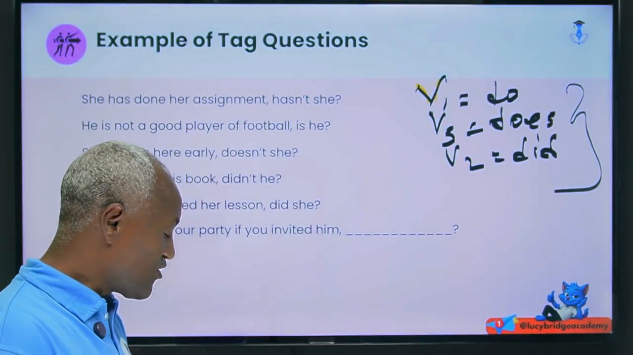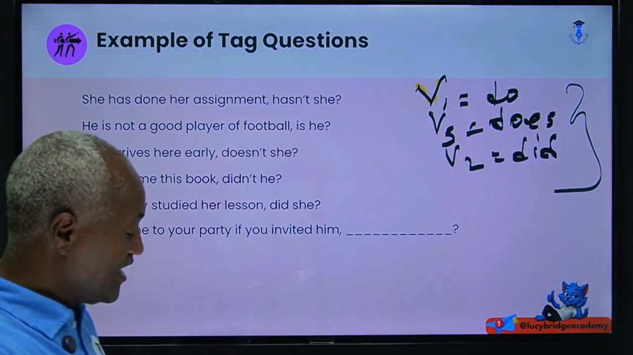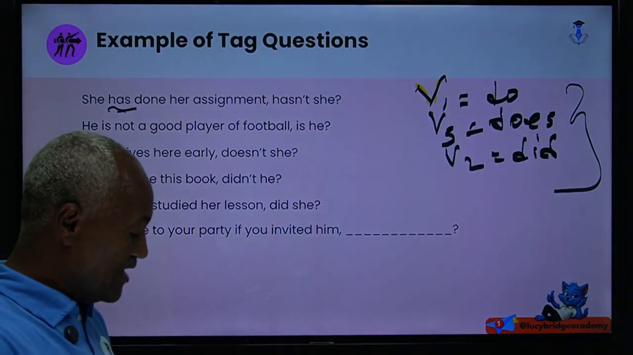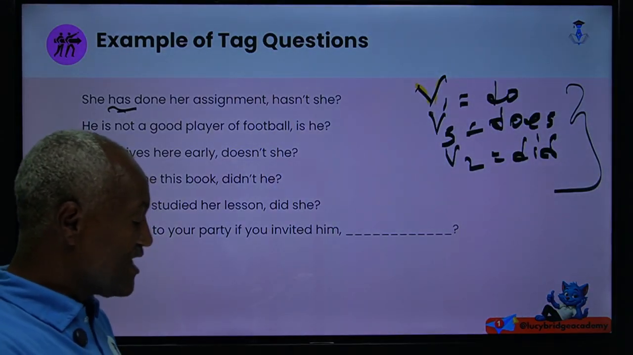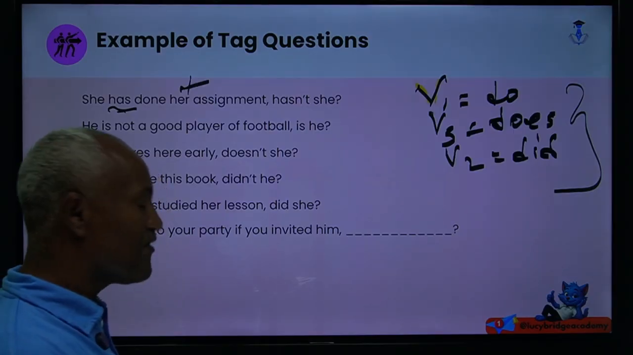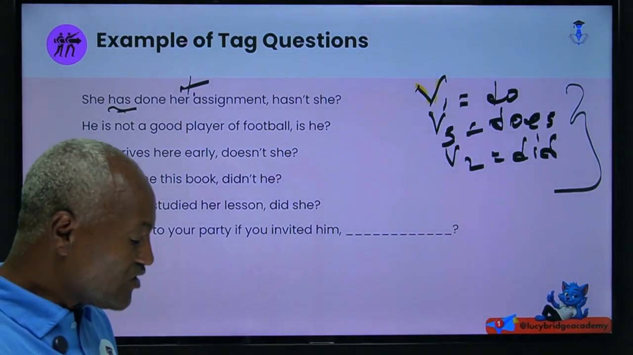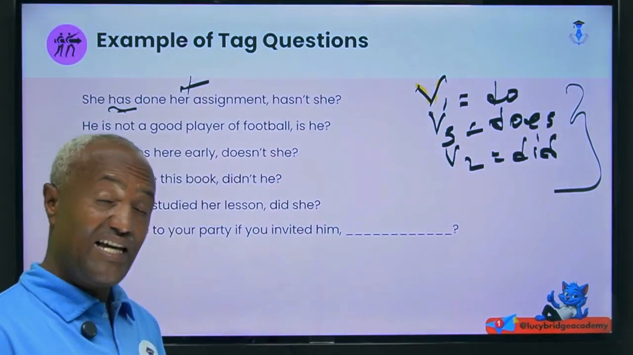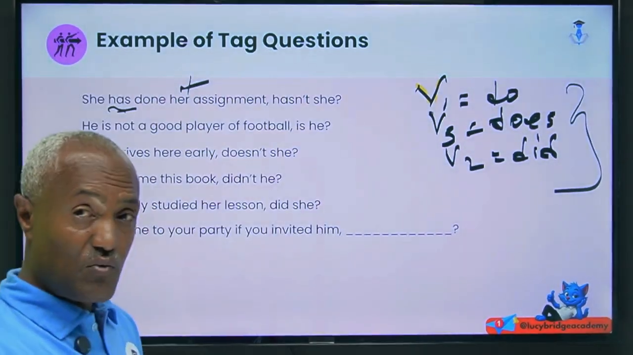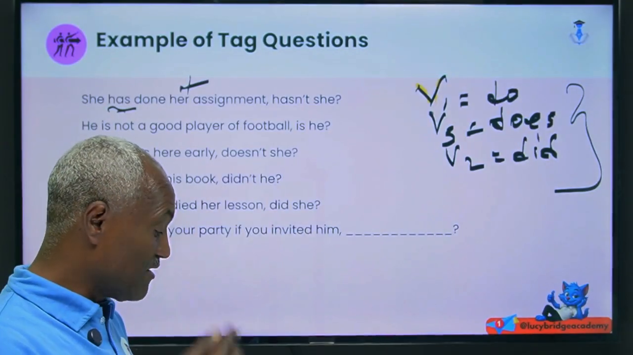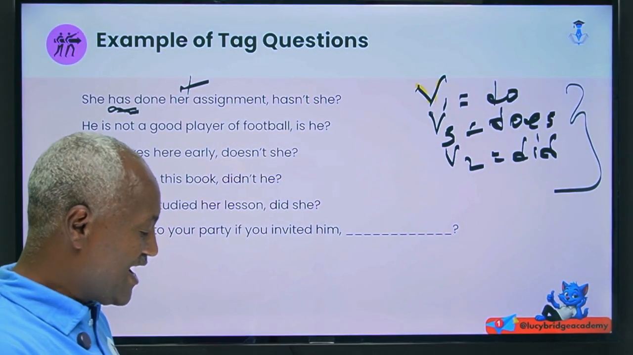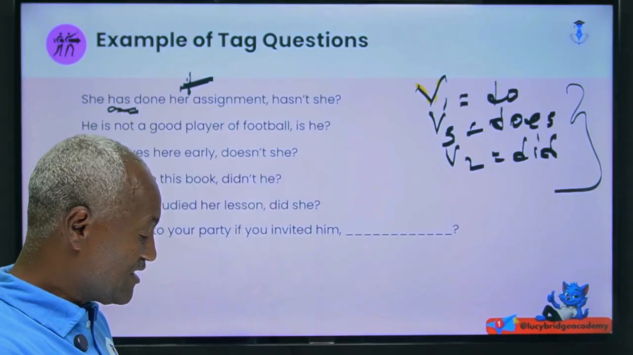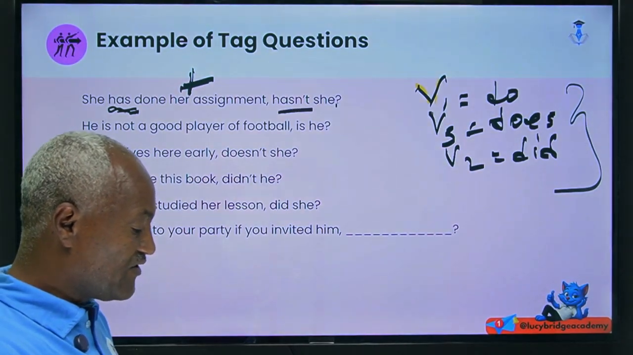For instance, the first one: she has done her assignment. Here we have an auxiliary verb. First, we have to identify that. Then the next thing is: is it a positive or negative statement? If it is positive, then the tag must be negative. If the statement is negative, then the tag question is positive. This is what you have to keep in mind. Here we have has, and the statement is positive. So if it is positive, this must be negative.